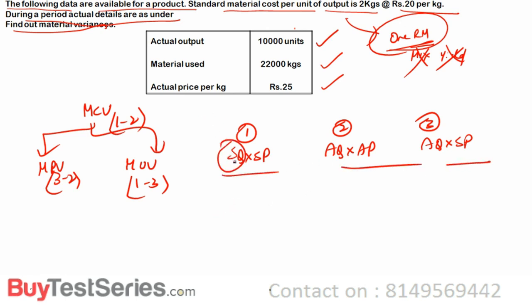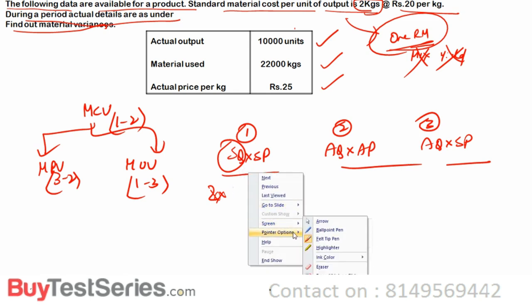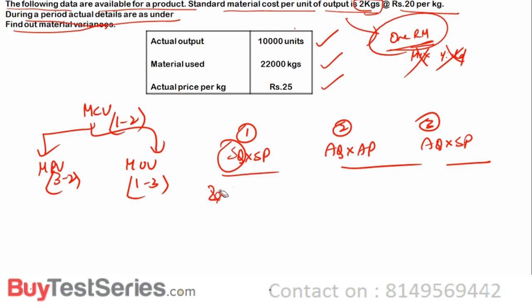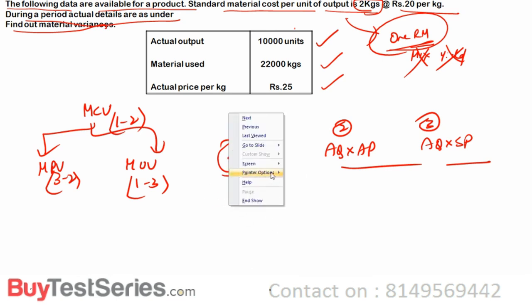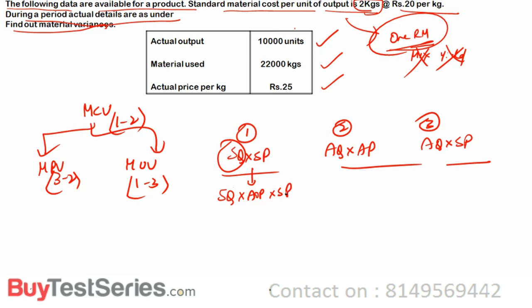First one, SQ. What is SQ? Standard quantity of raw material required for actual output. So the standard quantity of raw material required per unit of output is 2 kgs. So 2 kgs into standard quantity required for actual output. So I'll write this formula one more time. Standard quantity for actual output into standard price. That is the whole meaning.